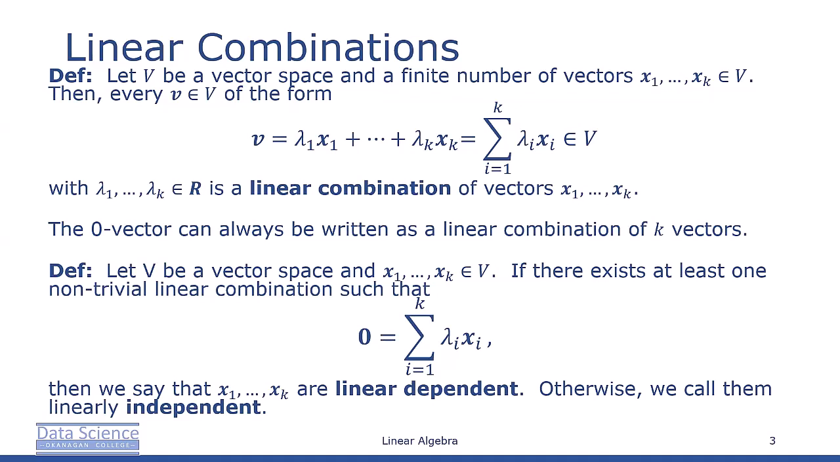So let V be a vector space, and x1 through xk be vectors in V. If there exists at least one non-trivial linear combination such that 0 is equal to the sum of the lambda i xi's, then we say that x1 through xk are linearly dependent. If no such combination exists, we call those vectors linearly independent.